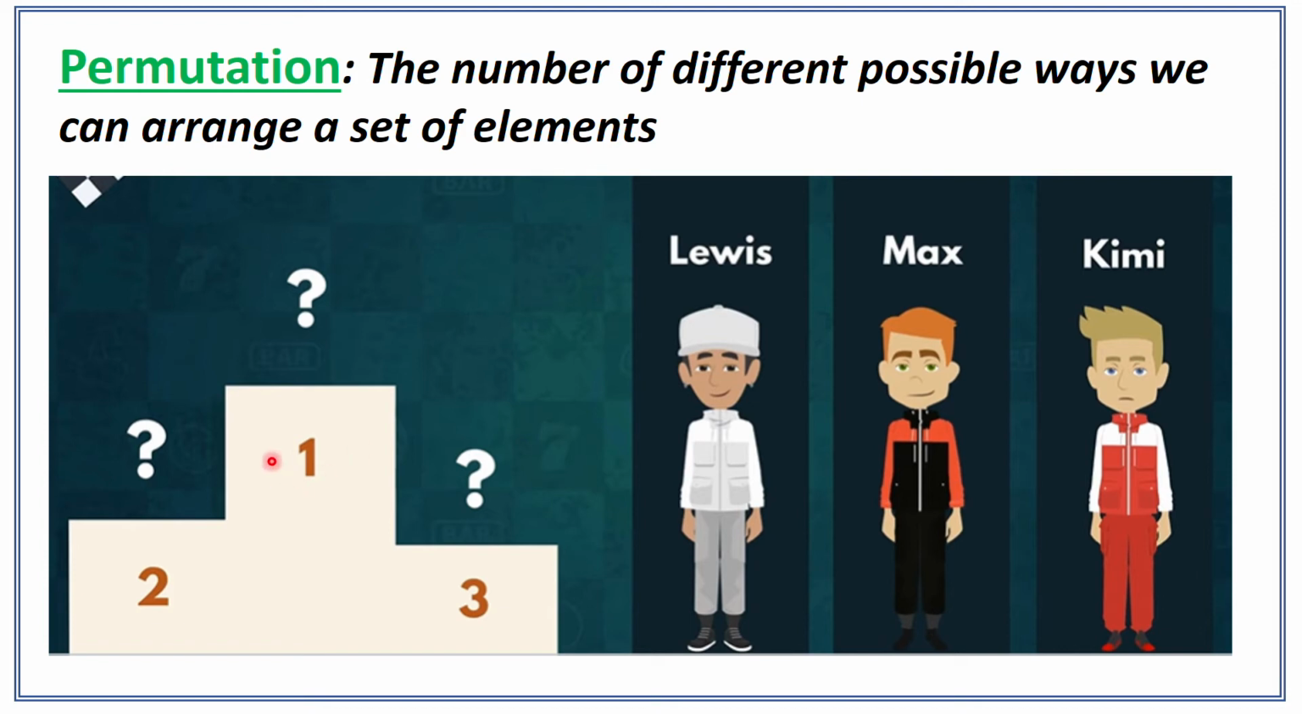Suppose there are three persons, Louis, Max, and Kimi, and they are competitors to each other in a certain competition. Let's say it is driving. So there are three spots for them, three awards or three positions: first, second, and third. Now we will see one by one how these three competitors can obtain those spots.